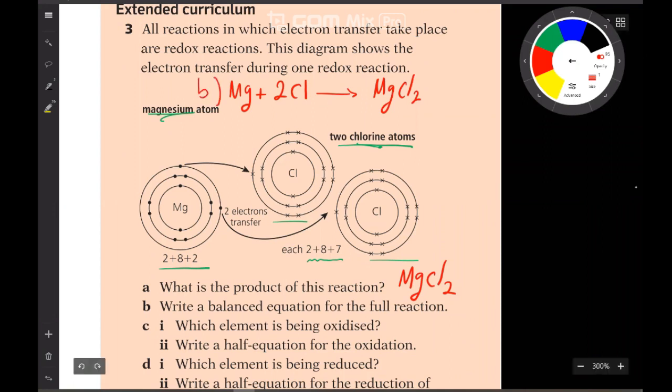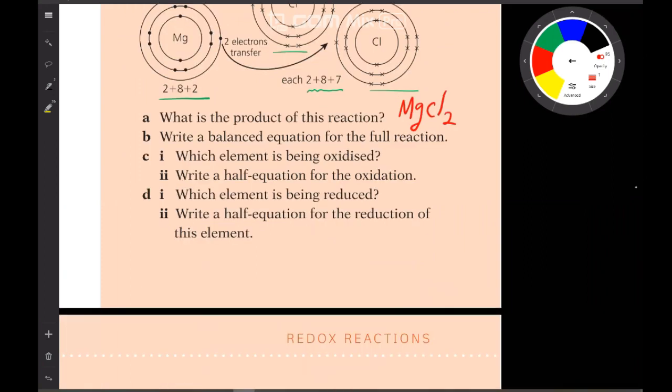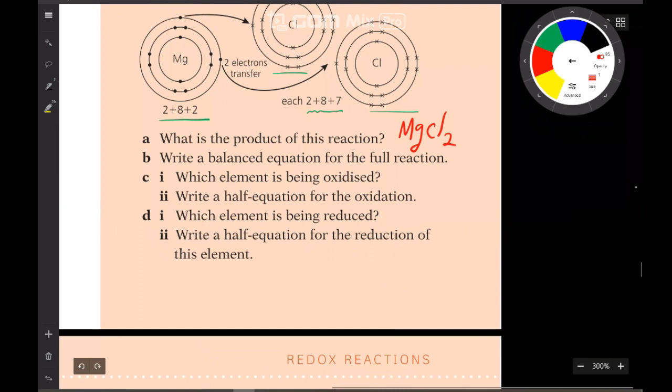In part C, it says which element is being oxidized. Okay, which element is oxidized here? Which one has lost the electron? Magnesium. Exactly. Magnesium. And let's go to part D. It says which element is being reduced here? Which element? Chlorine, because it has gained the electron.